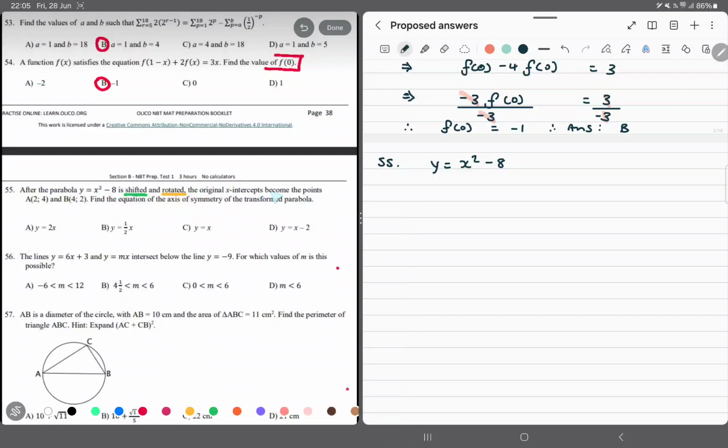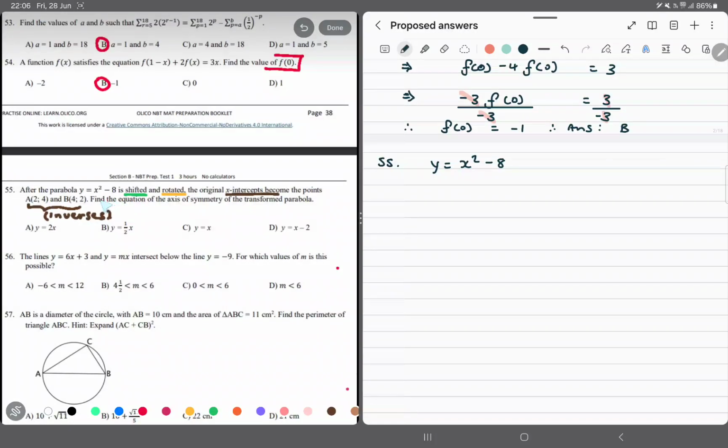Now we are told that the original x-intercepts have become these 2 points. If we inspect these 2 points, we'll see that A has 2 and 4, B has 4 and 2. So these are basically inverses. This is key, that these 2 points are inverses of each other. And remember, these are the x-intercepts, so x-intercepts are equidistant from the axis of symmetry.